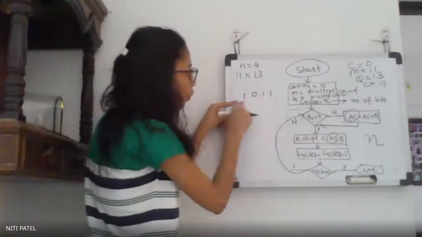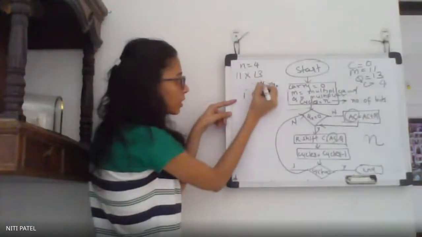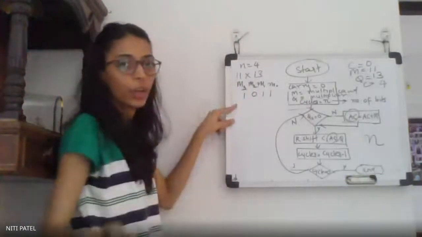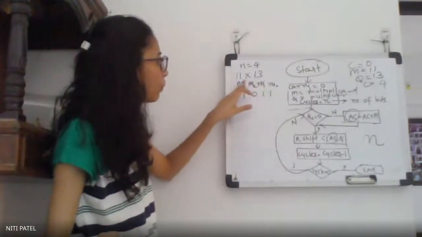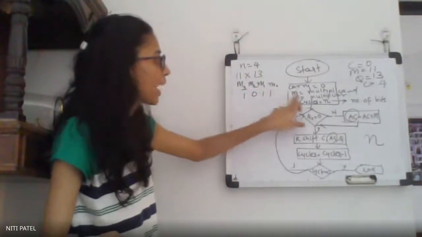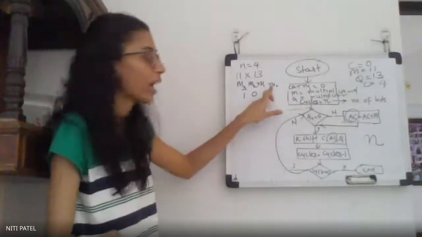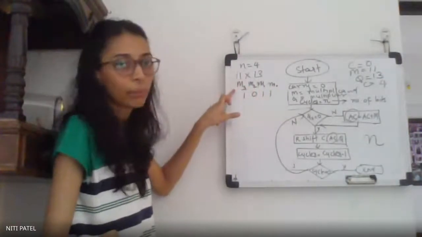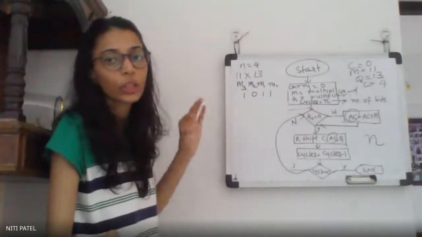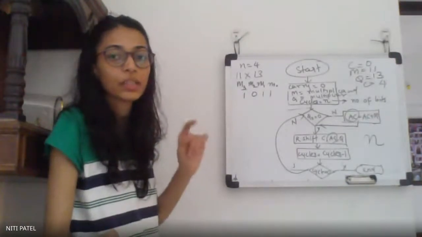Now what are these 4 bits? The first one is your M0, second one is M1, third bit is M2 and fourth bit is M3. Why have I used M? Because M stands for multiplicand, and the number 11 is the multiplicand. Therefore, I have used M0, M1, M2 and M3. For 13, I am going to use Q0, Q1, Q2 and Q3. Why? Because it is the multiplier, and multiplier is represented with Q.